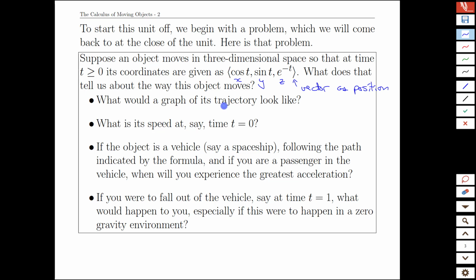What would this trajectory look like if we graphed it? How can we visualize this? Because that's where we get a lot of our intuition from, is that graphical sense, in addition to the calculations we can do with the algebra.